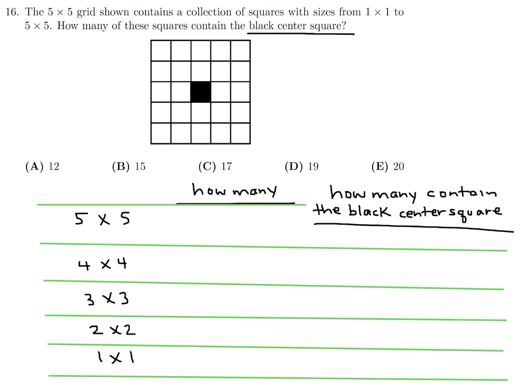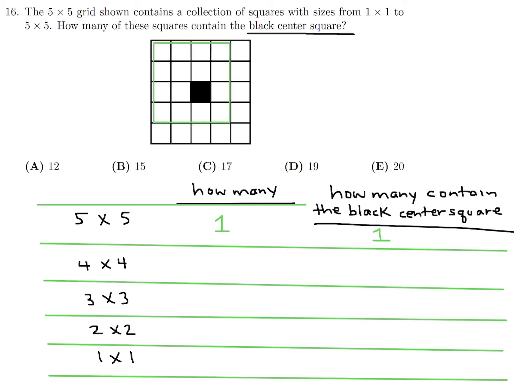So let's start with 5 by 5. 5 by 5 is pretty easy. There's only one possible square that has the full 5 by 5. So that means there's only one. And that one, does it contain the center black square? Well, of course it does. So of the one that I drew, how many contain the black center square? Well, one of them. So now let's turn our attention to 4 by 4.